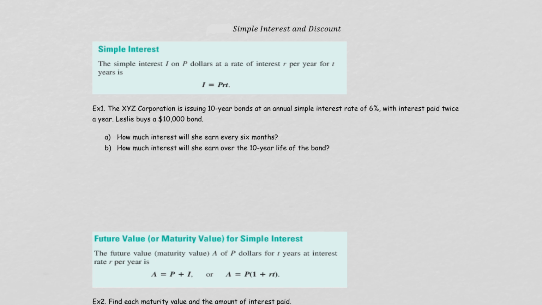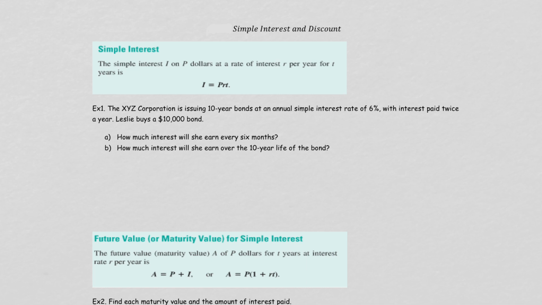The first example: let's say the XYZ Corporation is issuing 10-year bonds at an annual simple interest rate of 6%, with interest paid twice a year. Leslie buys $10,000 in bonds. A, how much interest will she earn every 6 months? B, how much interest will she earn over the 10-year life of the bond?